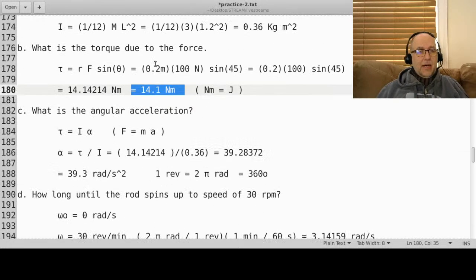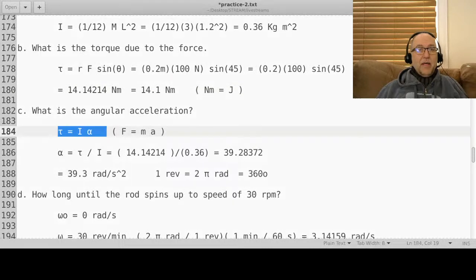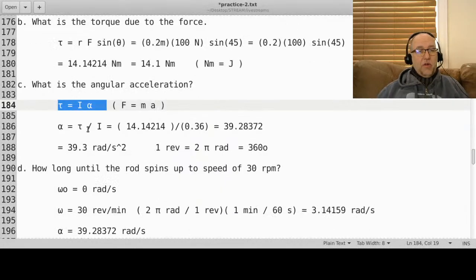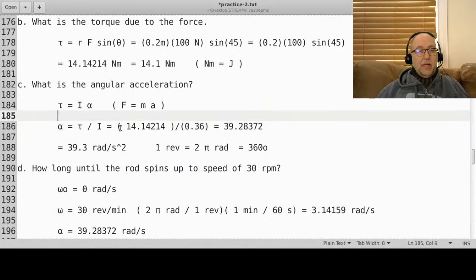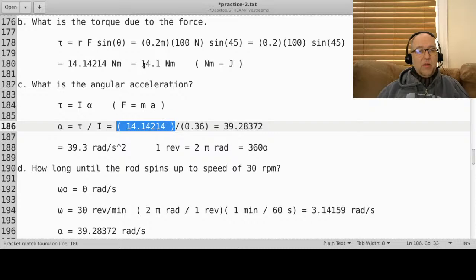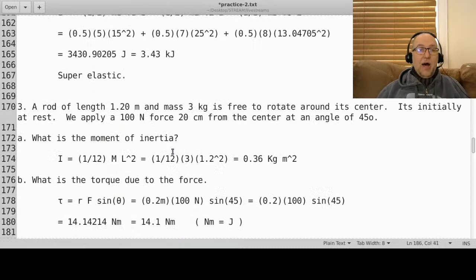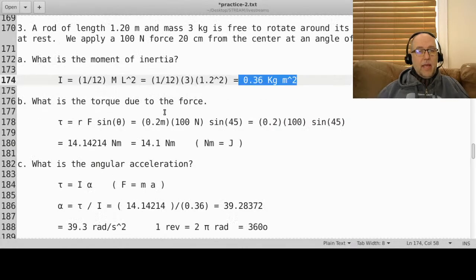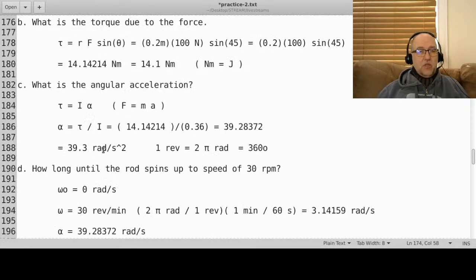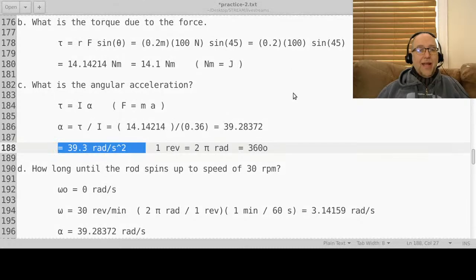Next, tau is equal to I alpha, the angular equivalent of F is equal to ma. And I ask you what the angular acceleration is. If you know I and you know tau, you can calculate alpha. So over here, alpha is equal to tau over I. That's the value of tau that we just found. There's the value of I that we found up here. And if you work that out, it turns out to be 39.3 radians per second squared.